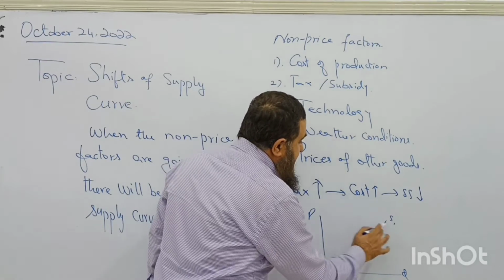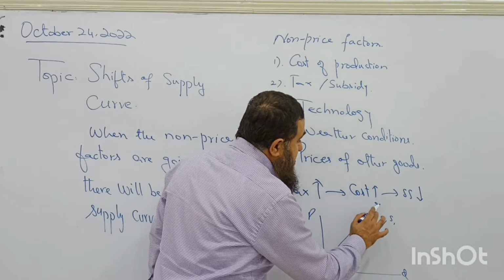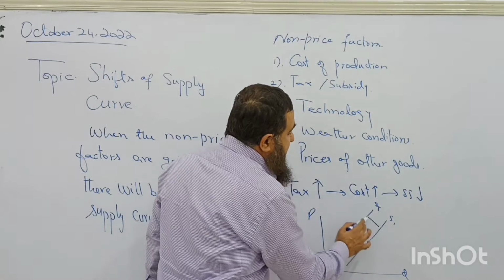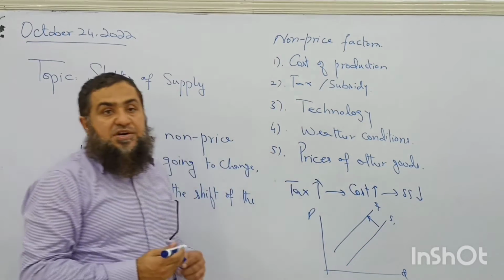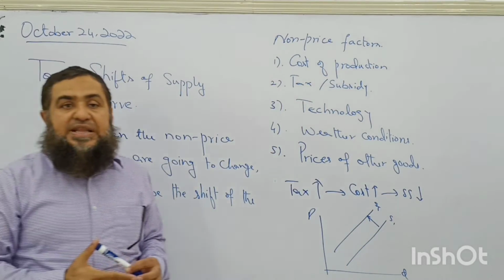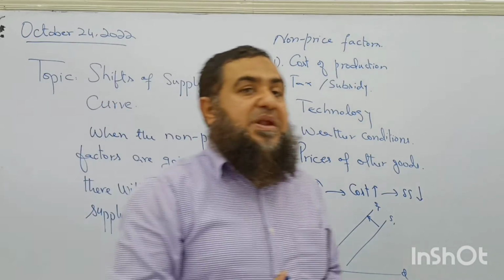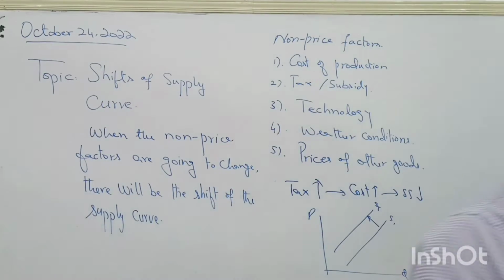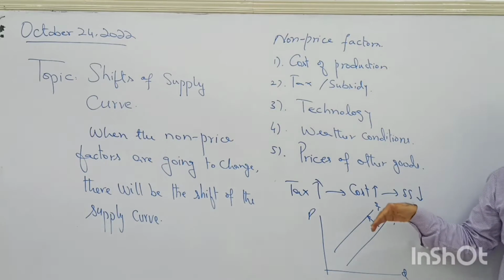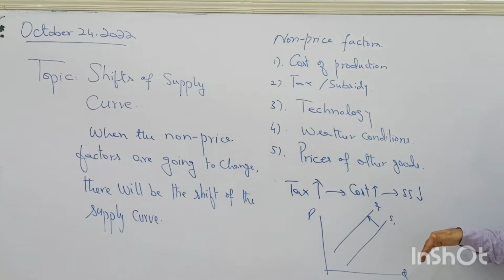So here, what is going to happen? We had this supply. When tax is imposed, this is the supply after tax. Supply will shift leftward. At each price level, the producers will now supply less output in the market because tax has been imposed by the government. So what do you think? When tax is decreased, supply will shift rightward.